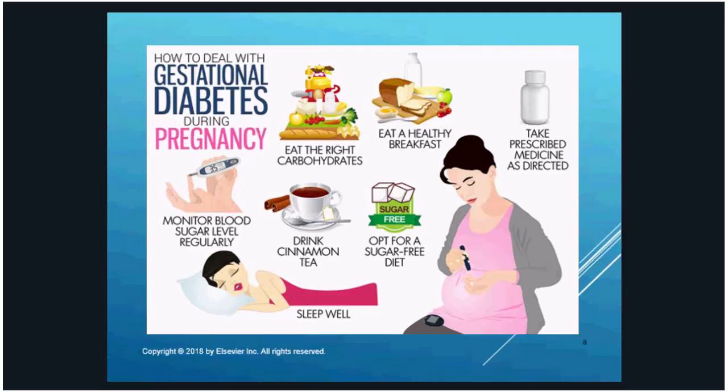How to deal with gestational diabetes during pregnancy: make sure that they eat the right amount of carbs. They eat a healthy breakfast. Breakfast is very important. Take prescribed medications as directed. Opt for a sugar-free diet. They're able to drink cinnamon tea. Make sure they get enough rest and monitor their blood glucose levels regularly.